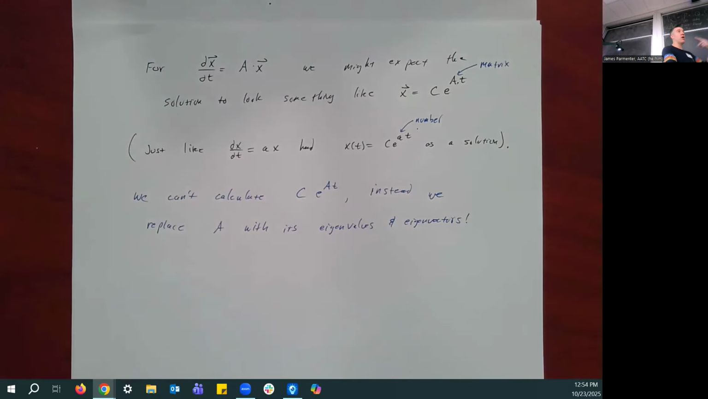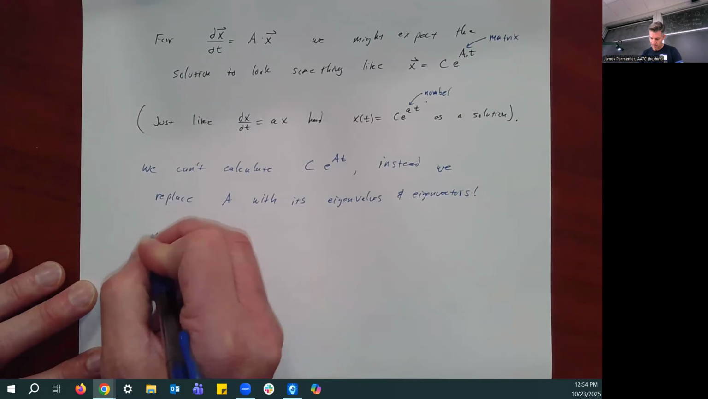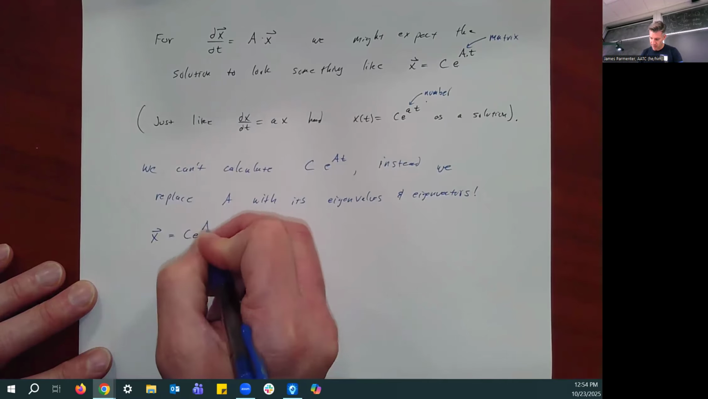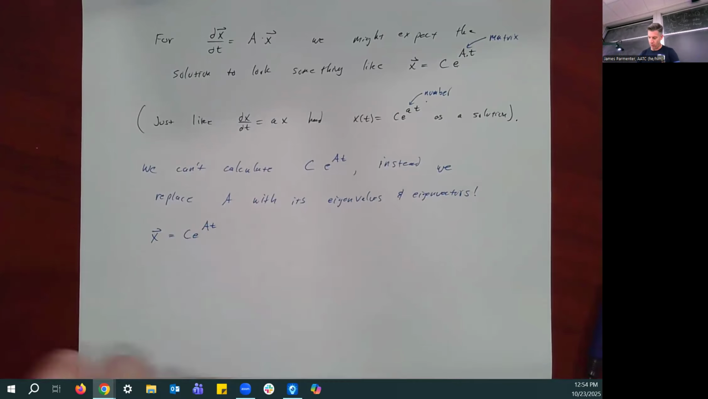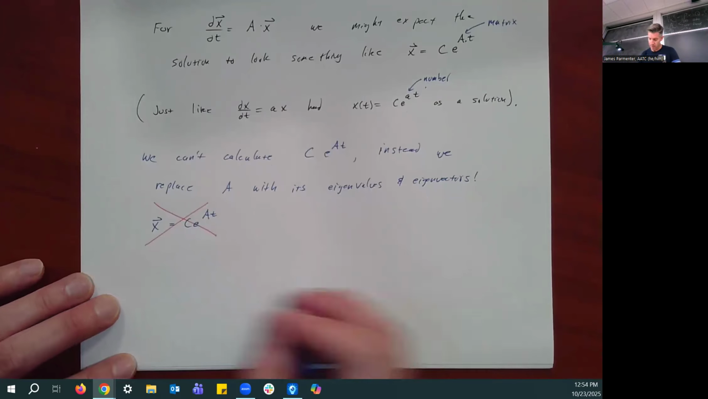Because the eigenvalues are regular numbers, you can totally say e to the something times t. So instead of x equal to c e to the matrix times t, that's not going to do it for us. We're going to do this instead.